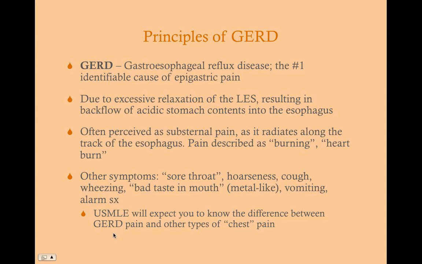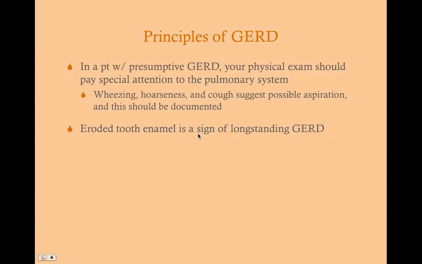As far as the USMLE, what they want you to know for GERD, the number one thing is the difference between the pain that you get from GERD and the pain that you get from other types of chest pain, namely angina. So a patient who comes in who's 38 years old and is experiencing epigastric pain that's burning in sensation and radiates to the sternal area, you're not going to get an EKG on that patient. They're young, they've got symptoms that are very specific for GERD. You're going to give this patient an antacid.